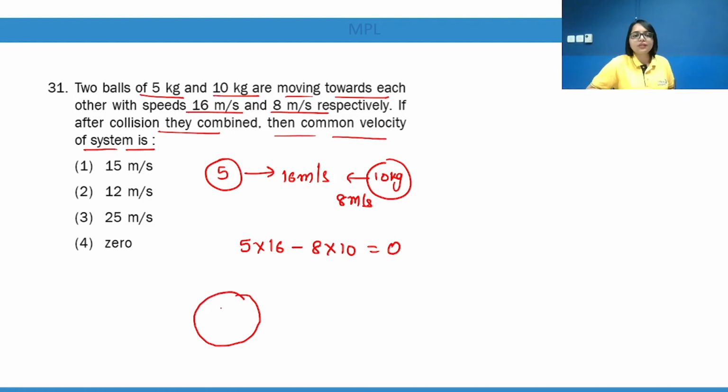If these two particles combine with each other, what will happen? Total 15 kilogram mass will, let's say, move with velocity v. So final momentum will be 15v and it should be 0. That means v should be 0. So after collision, the common velocity of the mass will be 0, which is option 4.